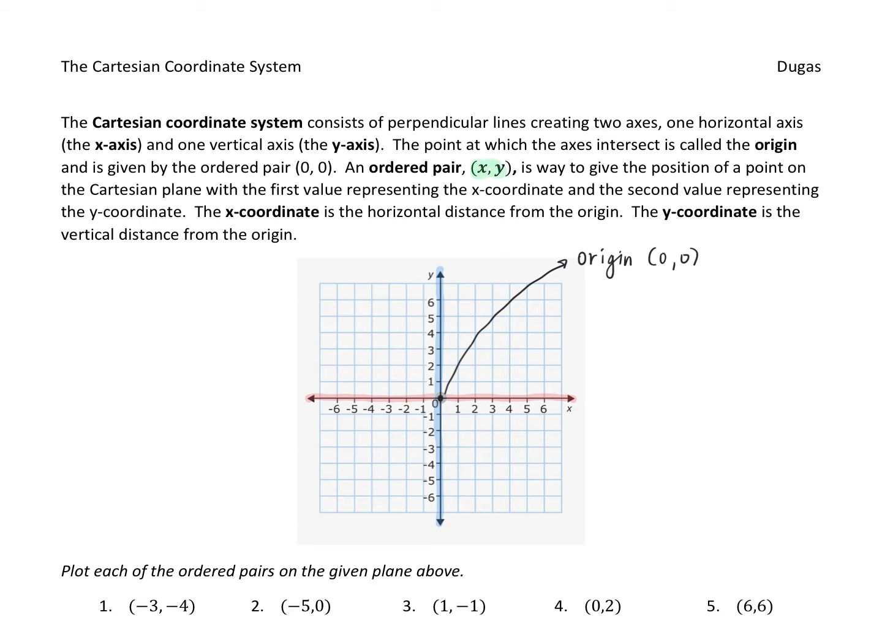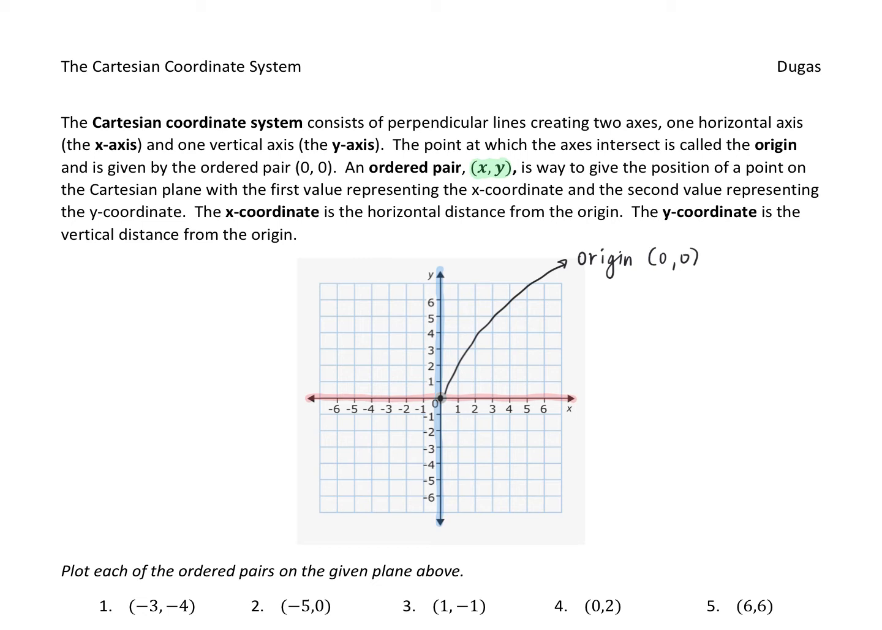An ordered pair takes the form, you can see up here, x comma y. The first number that you will see is the x value. This tells you how far left or right you should move. And then the second value is the y value, and that tells you how far up or down you should move, all relative to the origin. So 0, 0 means you move left and right 0, you move up or down 0, so you're not moving at all from the original spot, so it's the origin.